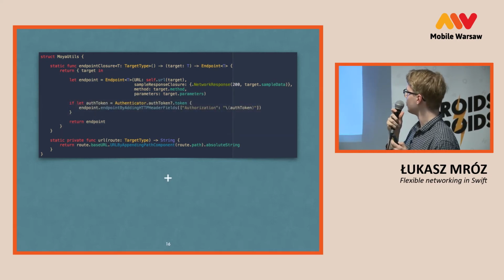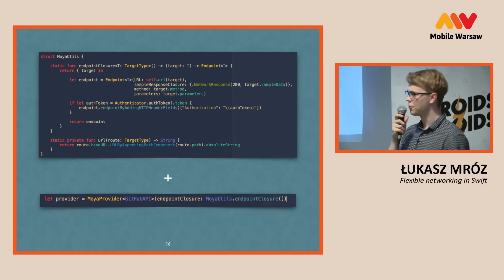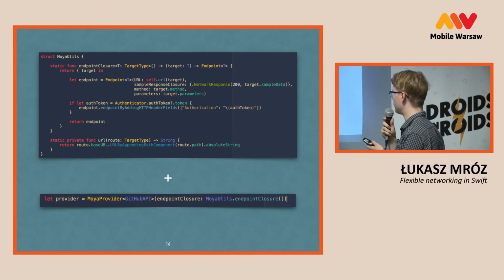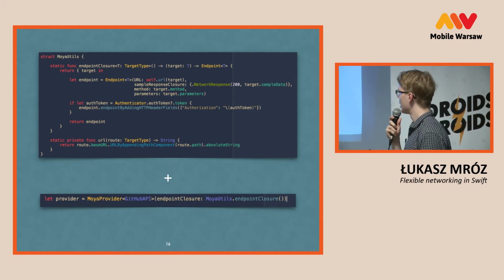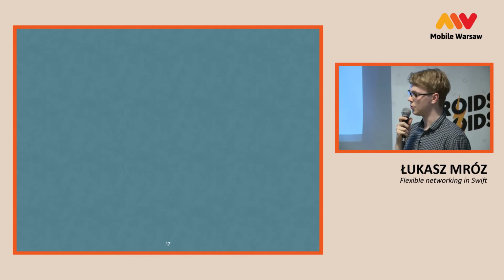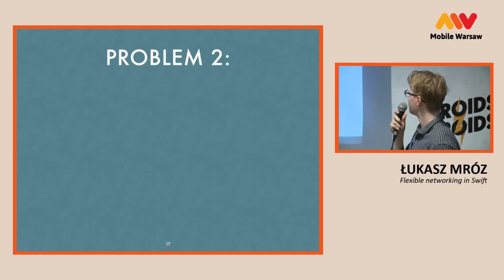So we have that endpoint closure, but we have to pass it to our provider we've retained before. So we just do it by passing the endpoint closure in the initializer of my provider. And that's it. That was pretty easy. But let's start with another problem.